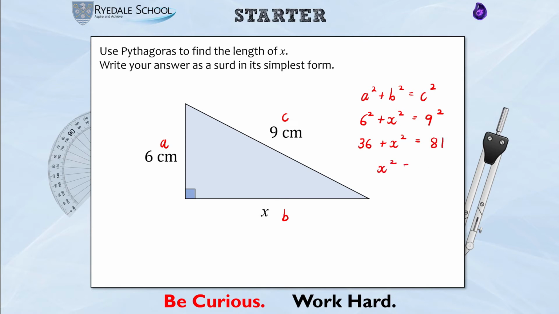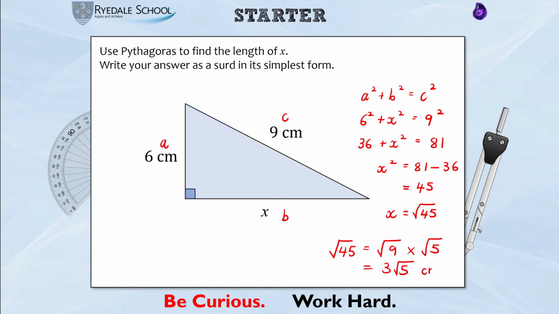So x squared is 81 take away 36. And you might have jumped in straight at x squared equals 9 squared, take away 6 squared if you preferred. And that is 45. So x is the square root of 45. However, that isn't a surd in its simplest form because the square root of 45 is the square root of 9 times the square root of 5. So the best answer is 3 root 5 centimetres.